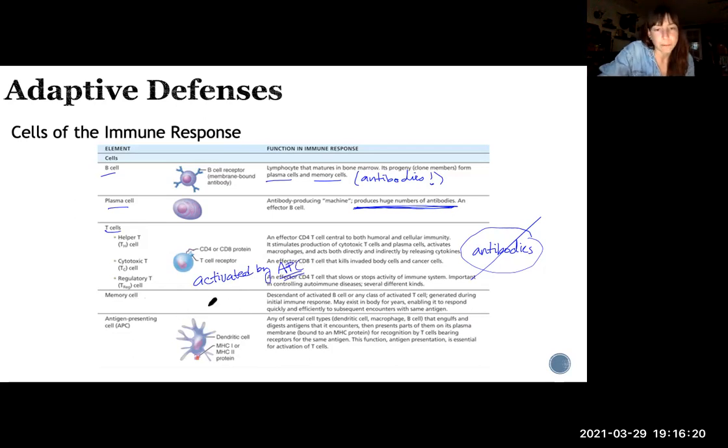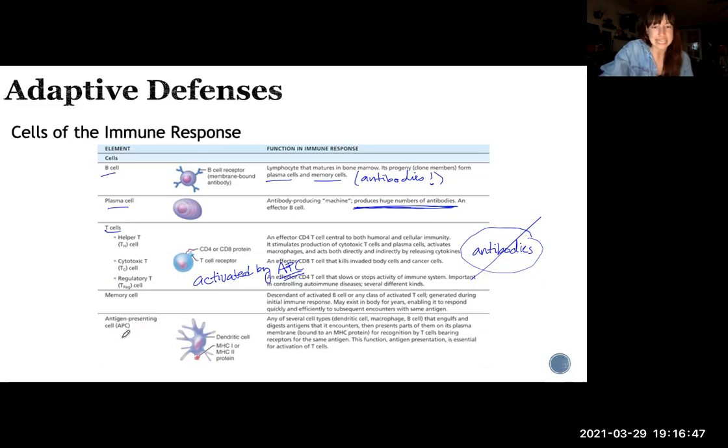And your memory cells, again, you can have memory cells come from the progeny of B cells or from T cells. Either way, their purpose is to recognize and react to that same antigen the second time around faster and more strongly, okay, in whatever way that they do, whether it's humoral, B lymphocytes, or intracellular T lymphocytes.